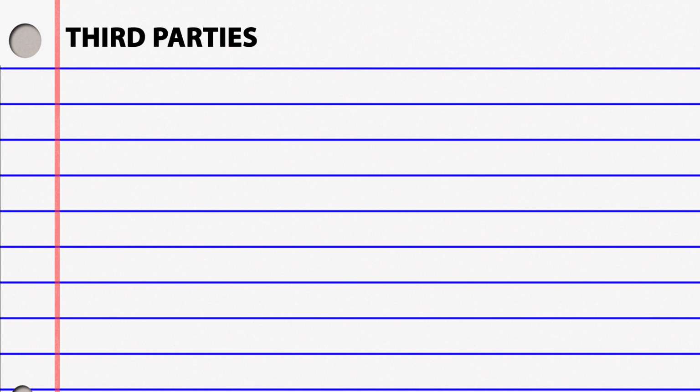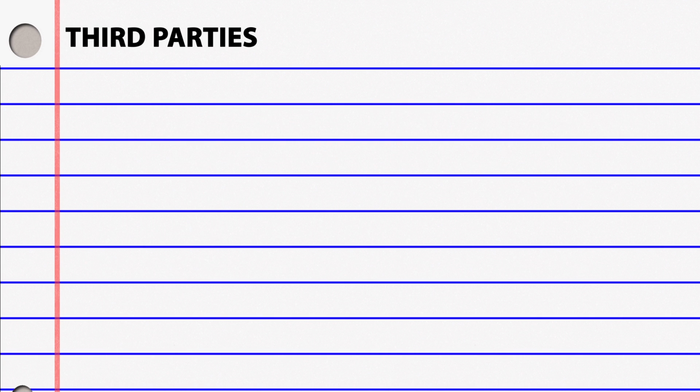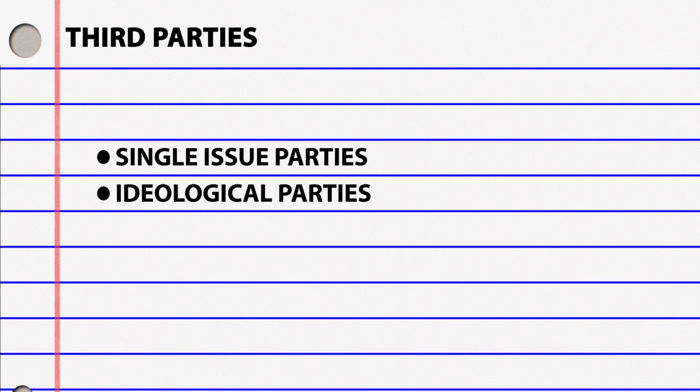There are third-party options, such as the Green Party and the Libertarian Party. A third party is an electoral contender other than the two major political parties. They are not unusual, however, they rarely win elections due to the winner-takes-all electoral system. Some types of third parties include the single-issue parties, ideological parties, and splinter parties.